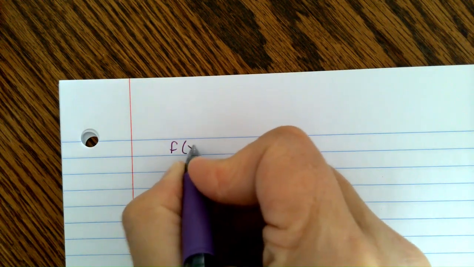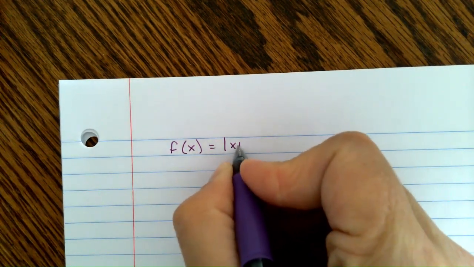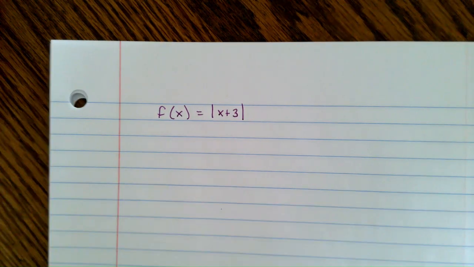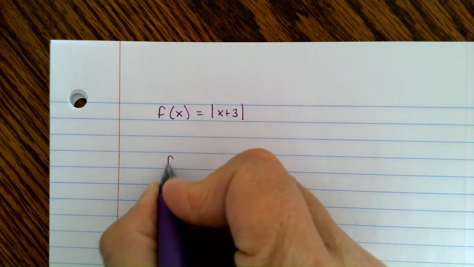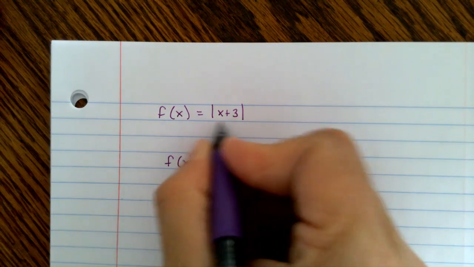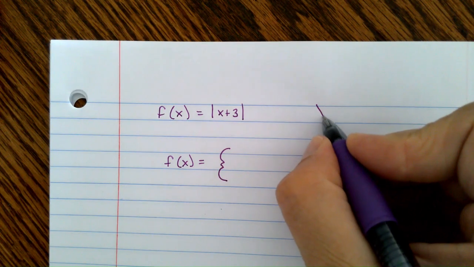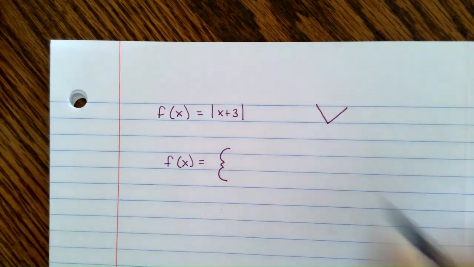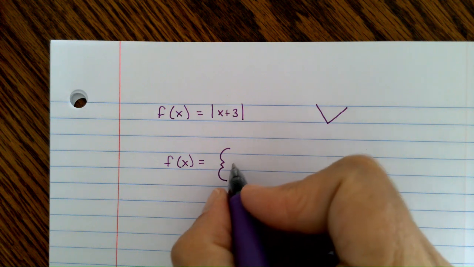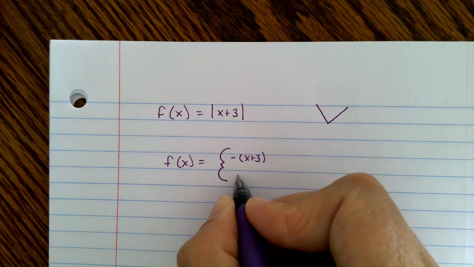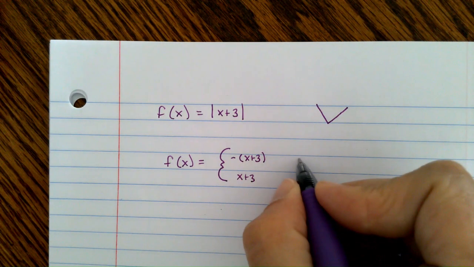All right. What about one of these kind of functions? Okay, so this is not differentiable because it's not smooth and continuous. So in order to make it differentiable, we need to rewrite it. Hopefully you know -3 is the critical number because that's what zeroes it out. And absolute values make V's. You've probably already seen where this is going. So the left side would be negative x plus 3, and the right side would be positive x plus 3. And the switch would happen at -3.